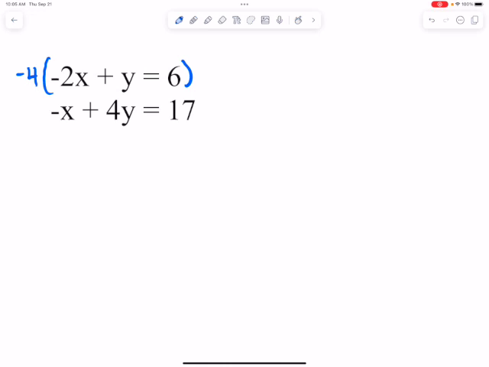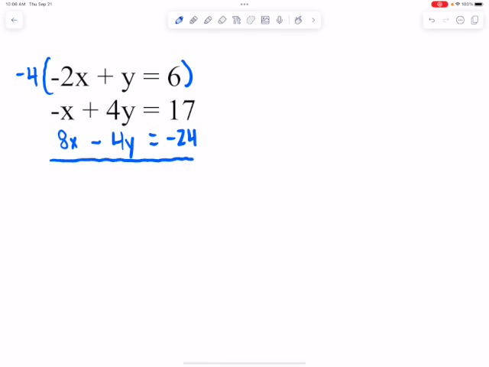Whatever you need to multiply by one term to get the opposites you're looking for, to keep that equation balanced, you have to multiply all the terms in that equation by the same number. So multiplying all the terms by -4, -2x times -4, we have a positive 8x. Y times -4, we have a -4y. 6 times -4, we'll have equals -24.